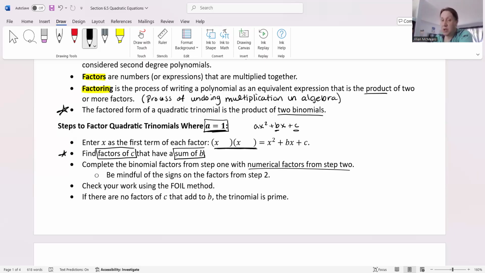And then we can always check our work, because we're writing a trinomial as the product of two binomials. We can check our work with the FOIL method. Now, in the event that there are no factors of the constant that add up to the coefficient of the linear term, we would just say that the trinomial is prime. Okay, so that was a mouthful. Don't get too bent out of shape about this. We're going to practice it right now.